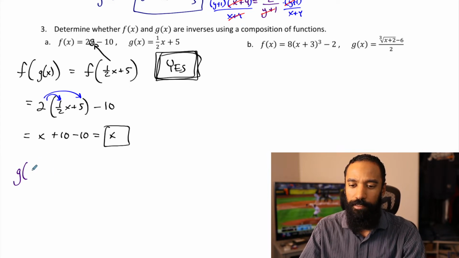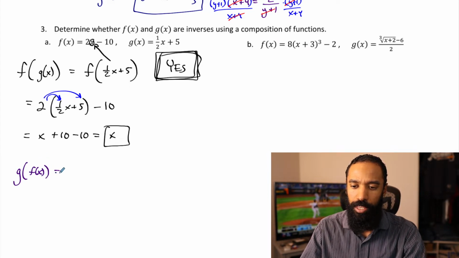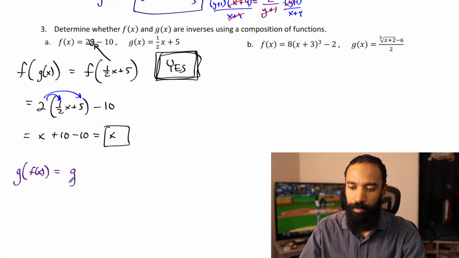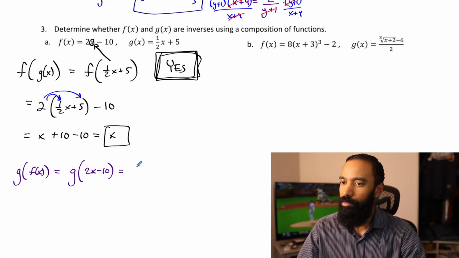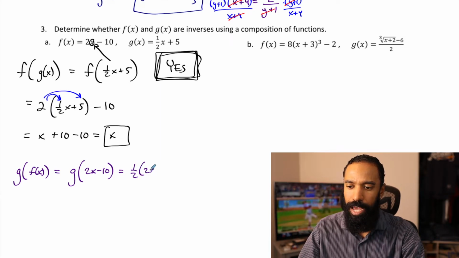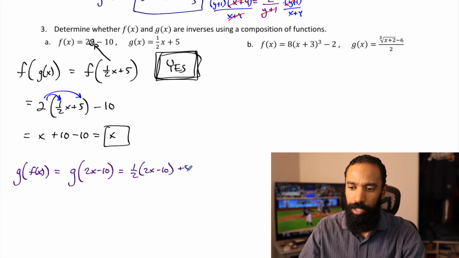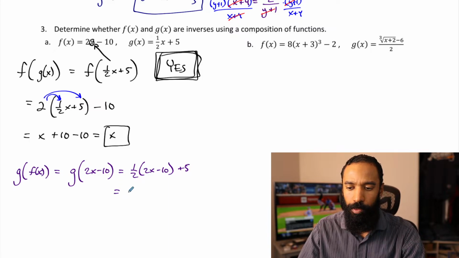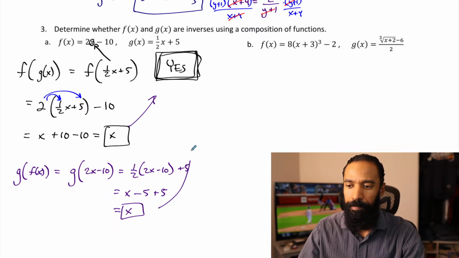Let's try g of f of x and see what we get from that one. I think these should be clean enough to try both. So we'll do g of 2x minus 10, which would then be 1/2 times 2x minus 10 plus 5. 1/2 of 2x is x, 1/2 of negative 10 is negative 5, and negative 5 plus 5 is x. So once again, yep, getting there.